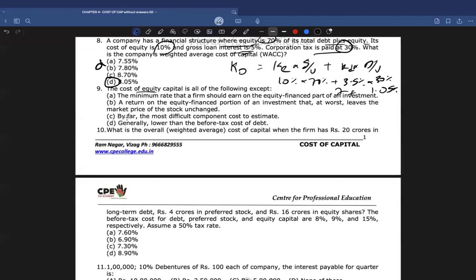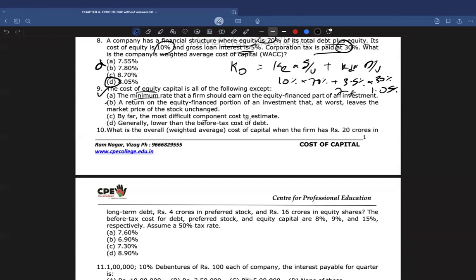The cost of equity capital is all of the following except, so equity is all of the following except another. Cost of equity is the minimum rate that a firm should earn on the equity financial part of investment is correct. A return on the equity financial portion of investment that at worst leaves the market price stock unchanged. So meaning is నేను ఎంత సంపాదిస్తే or ఎంత ఎర్న్ చేస్తే కనుక నా ప్రైస్ విల్ రిమైన్ అన్చేంజ్. సో ఎక్స్పెక్టేషన్ ఆఫ్ షేర్ హోల్డర్ మీట్ అయినట్టని. సో బేసికలీ ఇది కూడా కేఈ, బికాస్ కేఈ ఈజ్ నథింగ్ కూడా ఎక్స్పెక్టేషన్ ఆఫ్ ది ఈక్విటీ షేర్ హోల్డర్. అది మీట్ అయ్యారనుకోండి ఎగ్జాక్ట్లీ, దెన్ మార్కెట్ ప్రైస్ ఏం చేంజ్ అవ్వదు. దానికన్నా ఎక్కువ సంపాదిస్తే ఆబ్వియస్లీ market price will increase, right? తక్కువ అయితే market price will decrease.